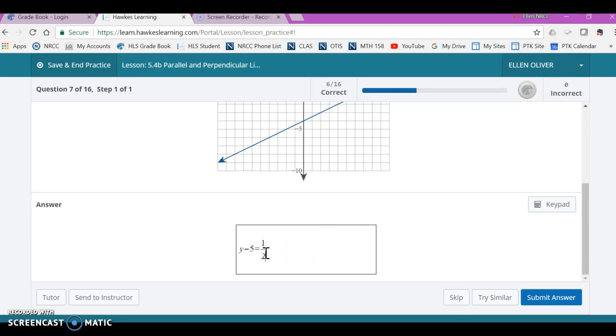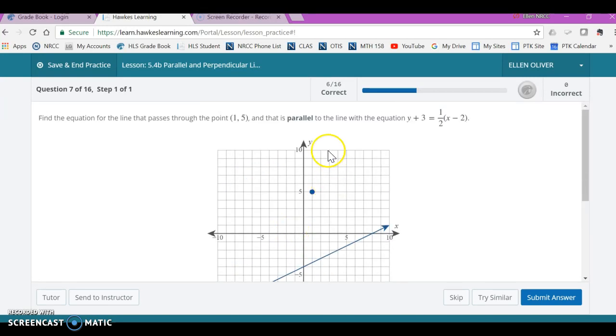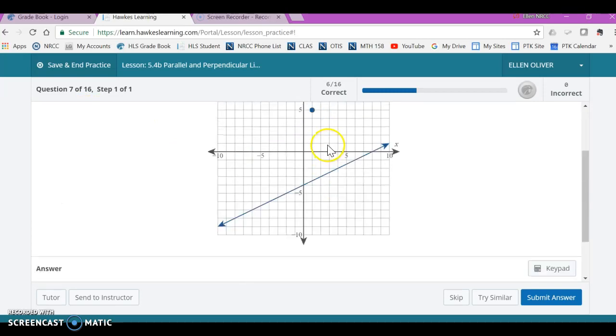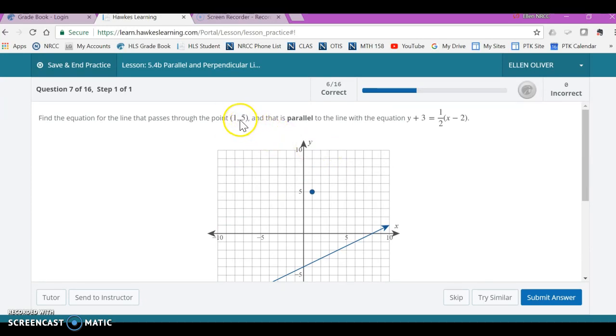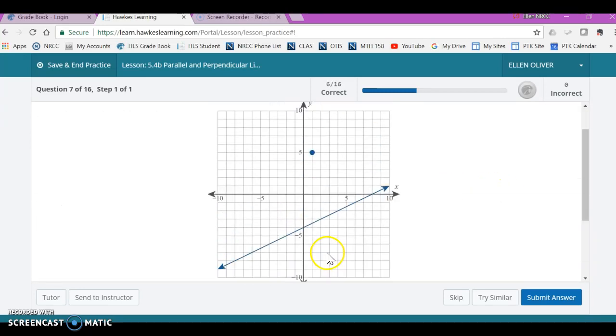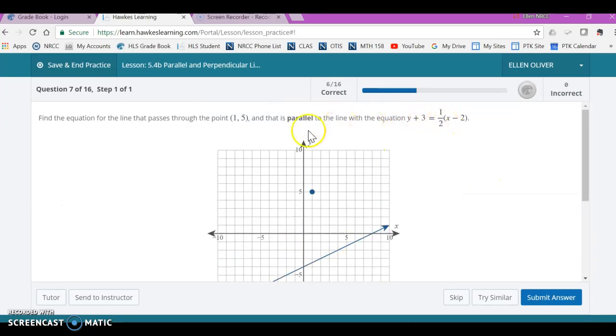Although I have to make sure, is it asking me to leave it in point slope form? It doesn't tell me what form to leave it. So why would I change it if I can leave it in this form? Let's see, x minus 1. So you see how I did that? It's the same slope because it's parallel, but I just plugged in the new point instead of the old one.